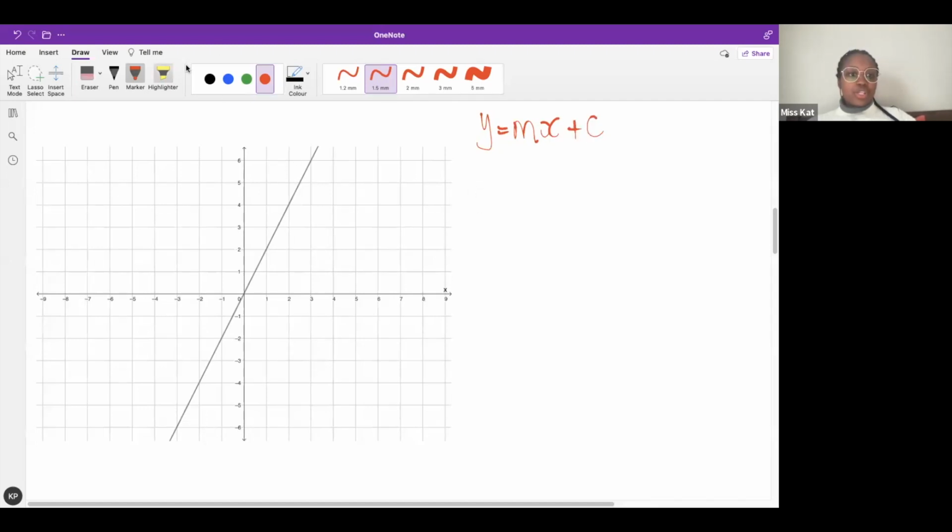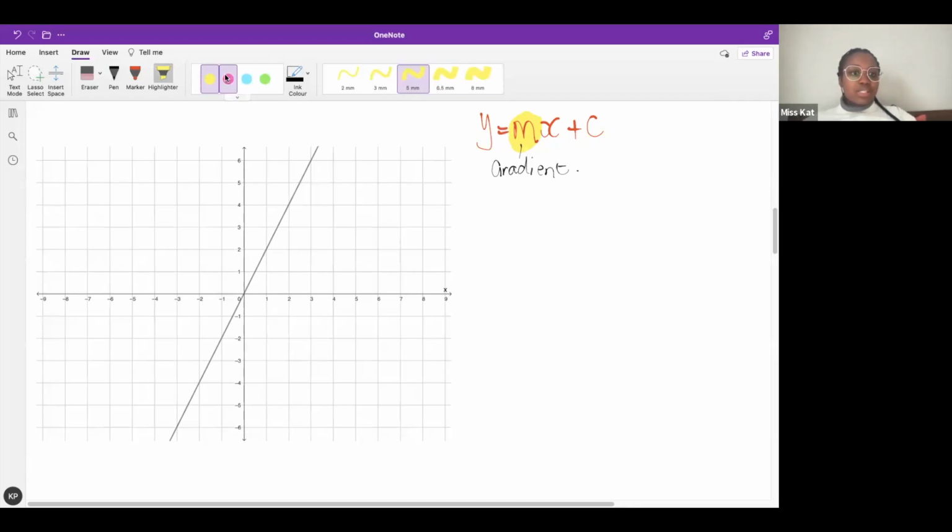Okay, so usually we have to find the value of m. Remind me again in the chat, what is m? What do we call it? It's the what of the graph? Welcome, Tiamo. Yes, Oratile. M is the gradient of the graph. Thank you very much. This is the gradient of the graph. I hope we remember and we revised how to work out the gradient.